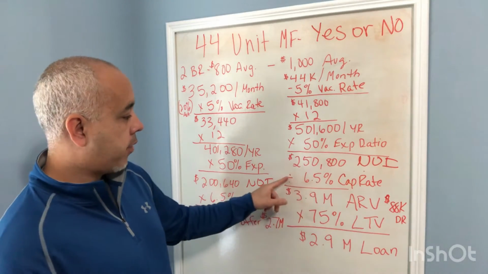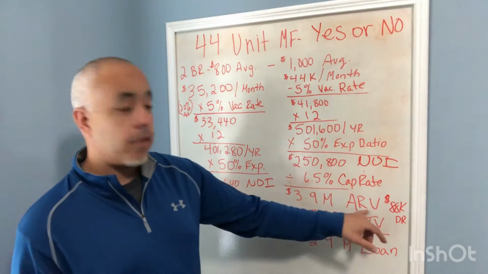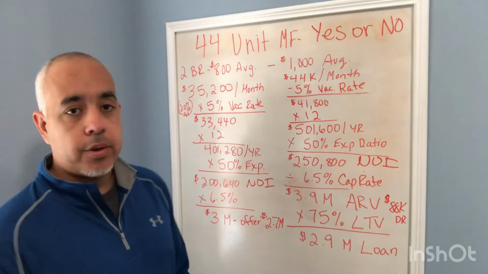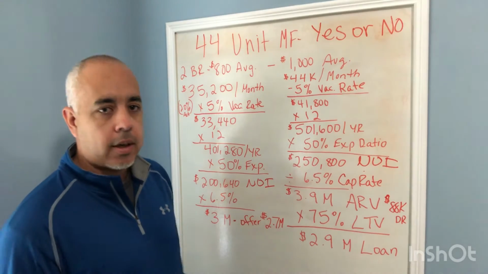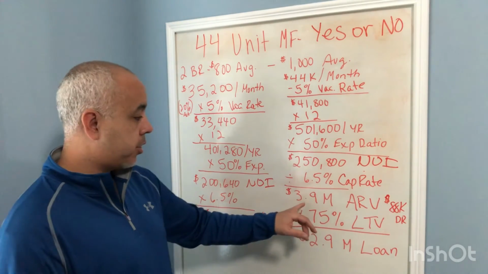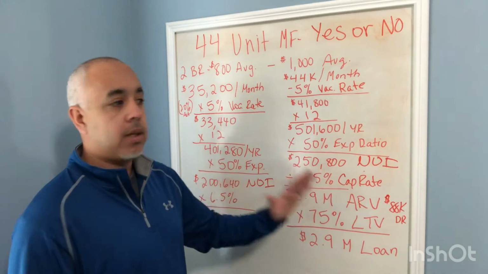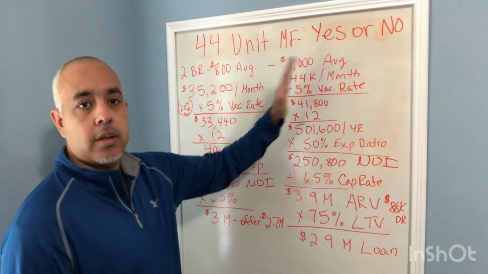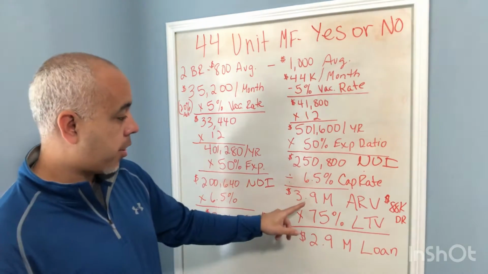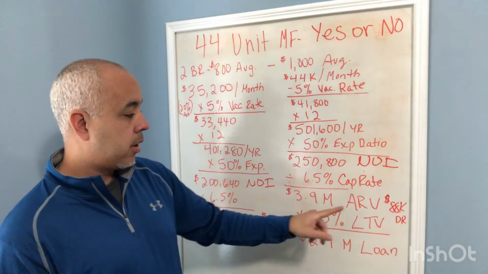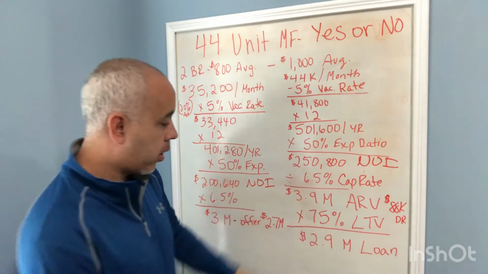$250,800 divided by a 6.5% cap rate gives you an ARV, after repair value, or stabilized value. There's a bunch of different terms for the same thing. It's pretty much what the value will be once you've put your business plan in place and you've gotten everything rehabbed and all your rents close to the $1,000 average. That's a $3.9 million ARV.